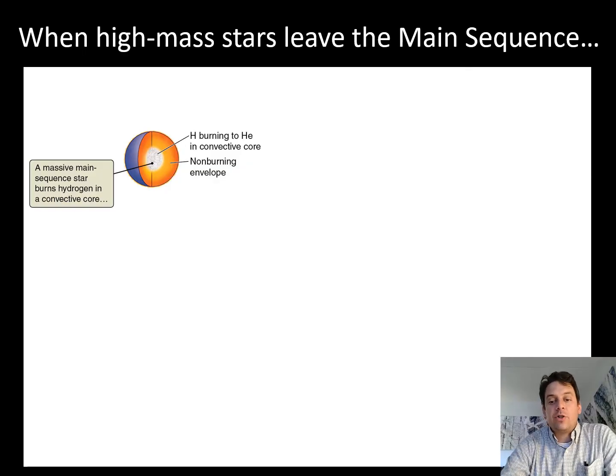Now that we've discussed the HR diagram, let's step back a little bit and look at the schematic picture of a massive star's development as it leaves the main sequence. So while on the main sequence, a massive star is burning, in a nuclear sense, hydrogen in its convective core, right? So in the core, hydrogen is fusing to form helium, and outside the core, there is the always present non-burning envelope. So you have this hot hydrogen plasma, but it's not hot enough for fusion to occur.